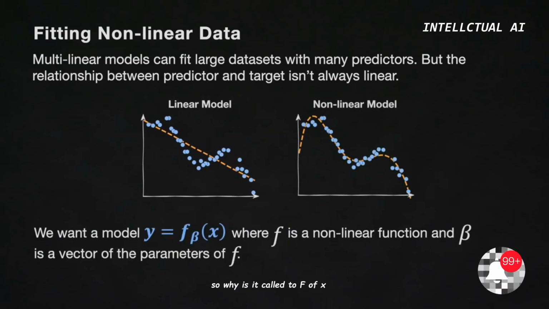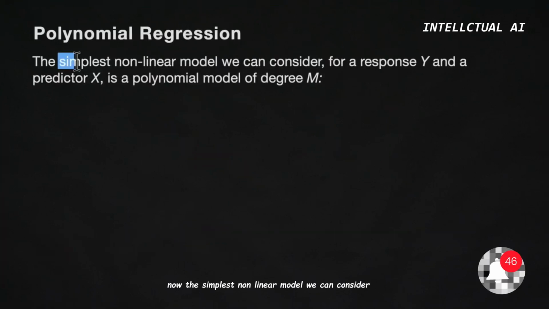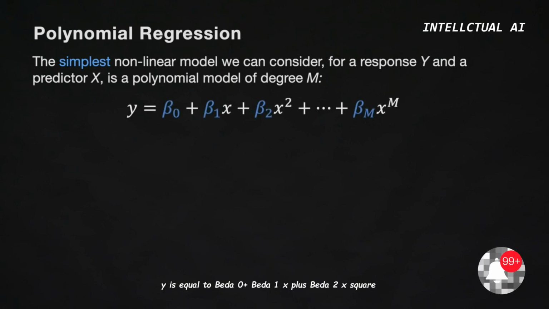So y is equal to f of x given some parameters beta. So the equation we have is y is equal to f beta of x. Now the simplest nonlinear model we can consider for a response y and a predictor x is a polynomial model of degree m. y is equal to beta 0 plus beta 1 x plus beta 2 x squared, all the way to beta m x to the m.